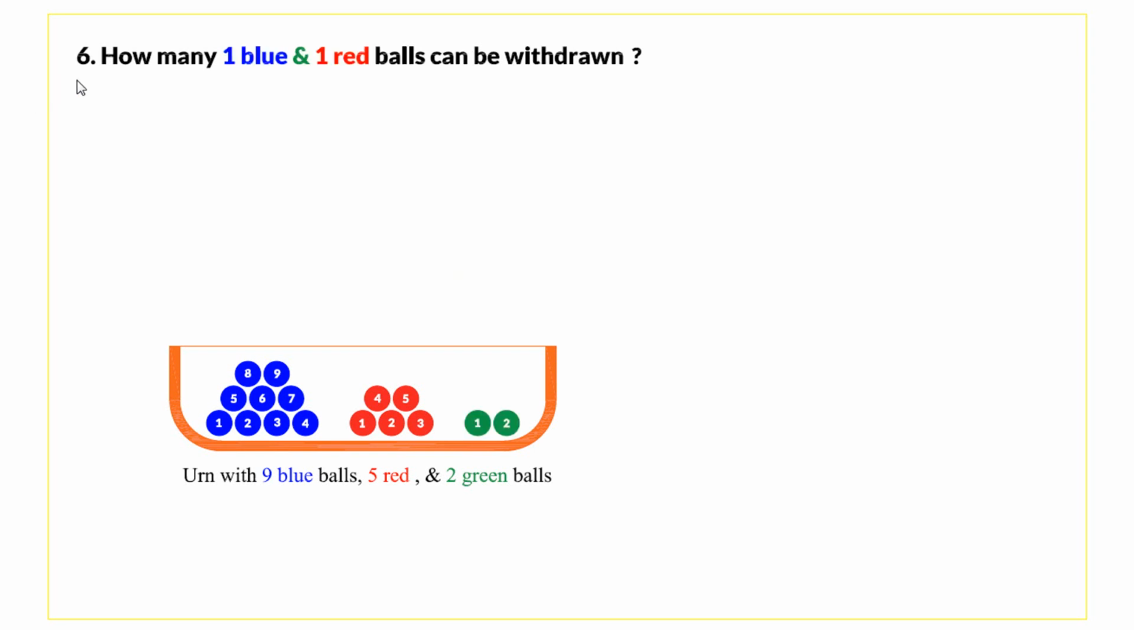Question number 6. How many 1 blue and 1 red balls can be withdrawn? So we are picking 1 blue out of 9 and 1 red out of 5, and now we have a sampling of 2. Now the number of ways of picking 1 blue out of 9 is 9 combined 1, and the number of ways of picking 1 red out of 5 is 5 combined 1.